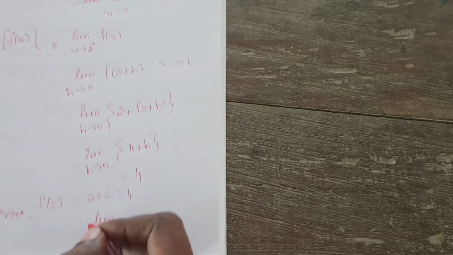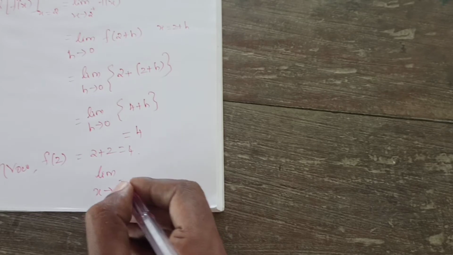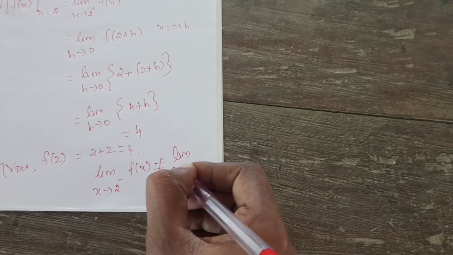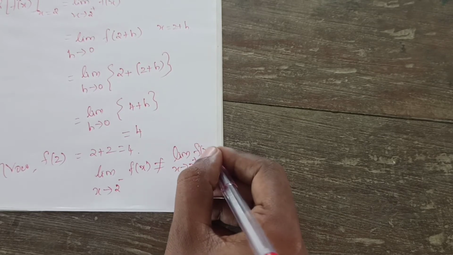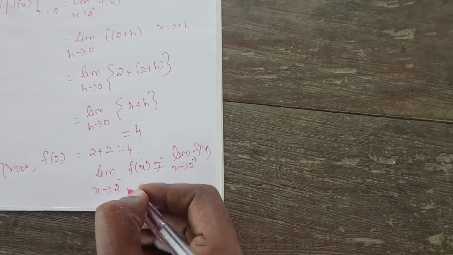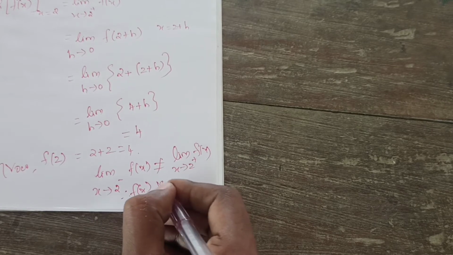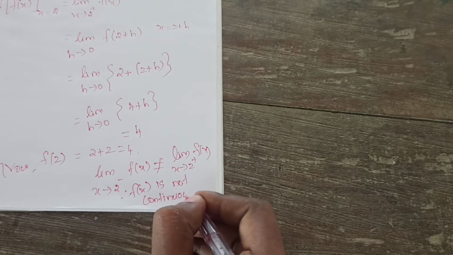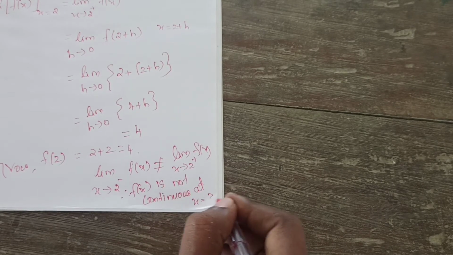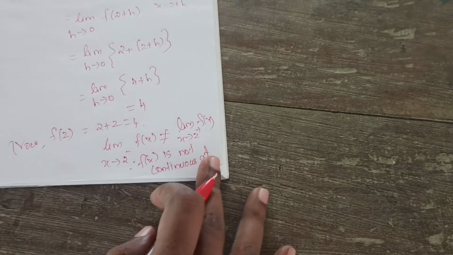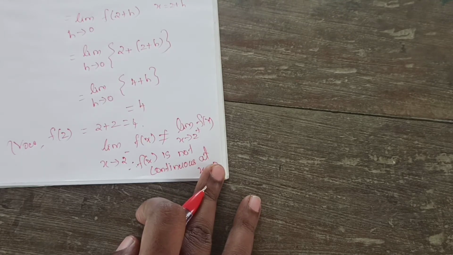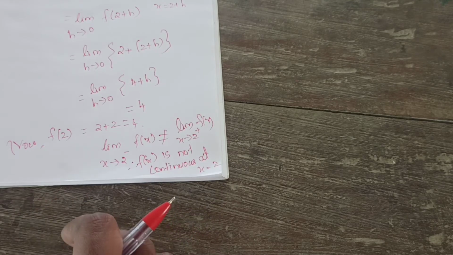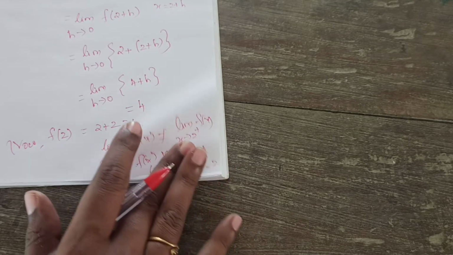Whether all are equal? No, is it right? So limit x tends to 2 minus f of x is not equal to limit x tends to 2 plus f of x. Both are not equal. Therefore f of x is not continuous at x equal to 2. Understand? If it is continuous, all three values must be equal. It's not continuous. Understand, students? Okay, I hope you got it.